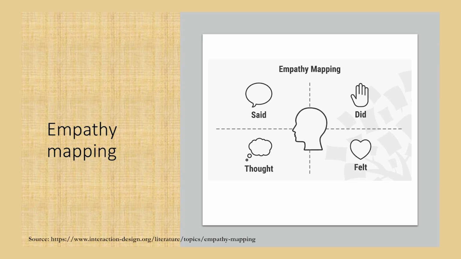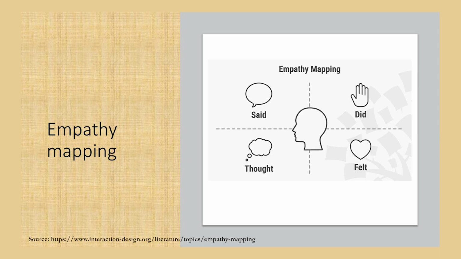So, that is having empathy with the user. You are trying to put yourself in the shoes of that user. So, that is what is known as empathy mapping. Empathy is putting yourself in the shoes of a user and then mapping them into the 4 quadrants of what they said, what they thought, what they felt and what they did. 4 quadrants where you place all these user perspectives. So, that creates an empathy map.